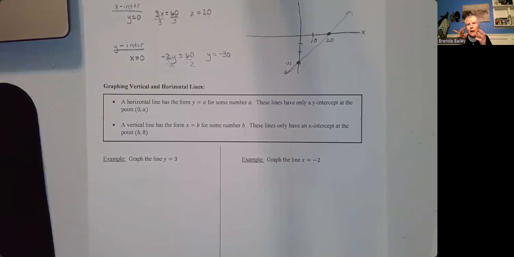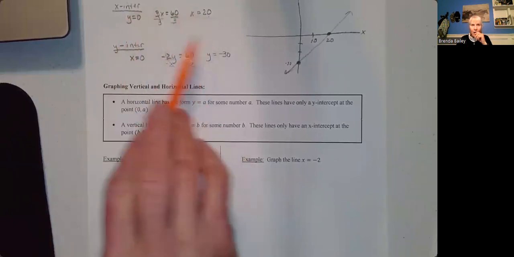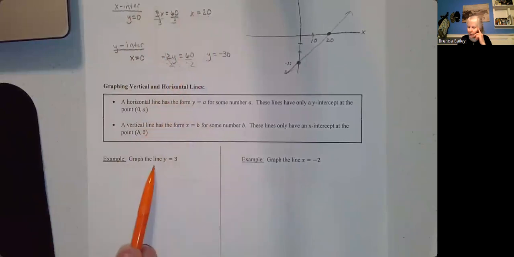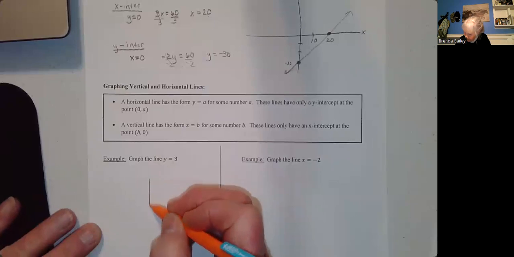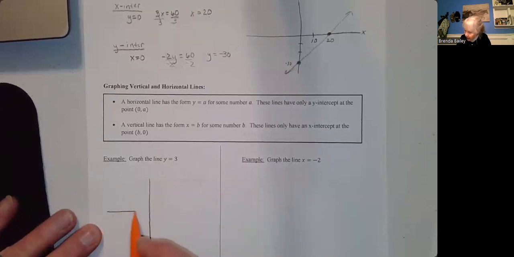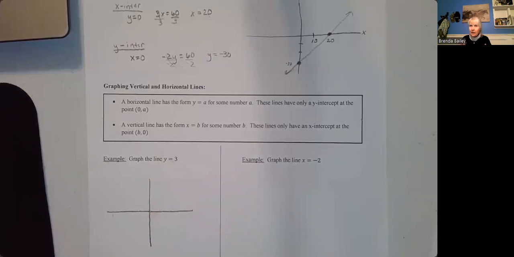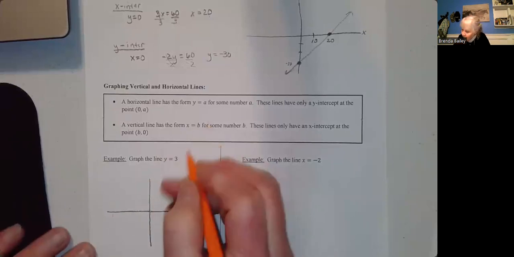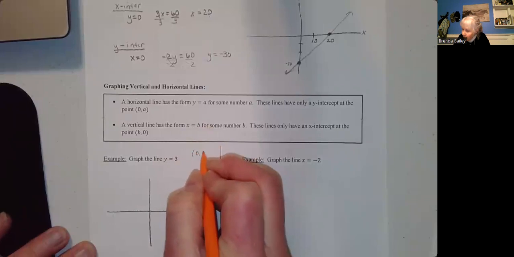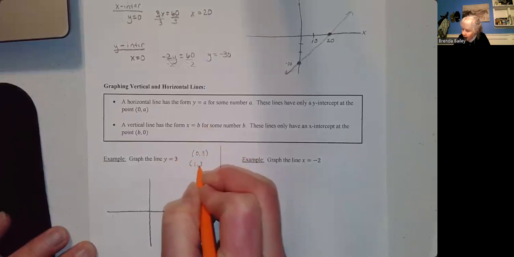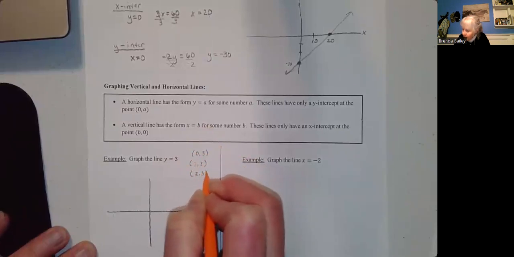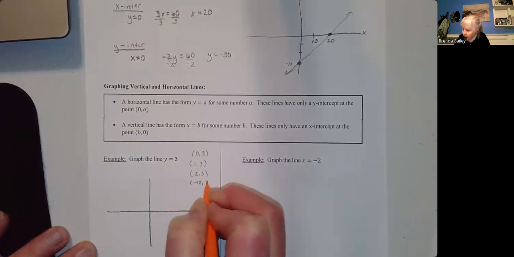But what do they look like when you graph them? And how do you graph this, when we're not going to use the x and y intercept method? How do you graph y equals 3? It's pretty simple. If y equals 3, and x is gone, it just means that x can be anything. It means that you could have the points (0, 3), (1, 3), (2, 3), (negative 10, 3).